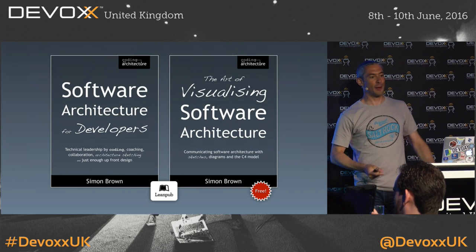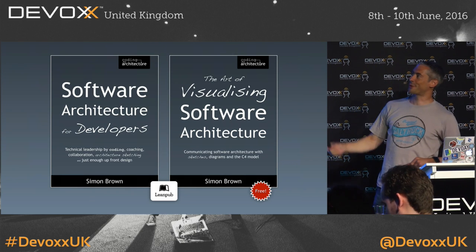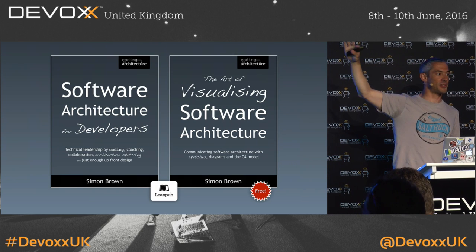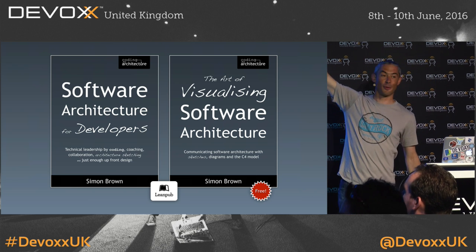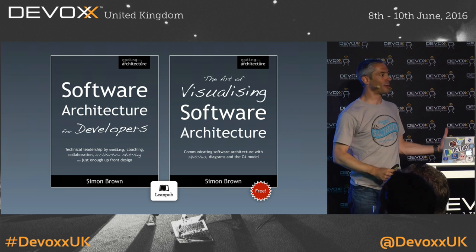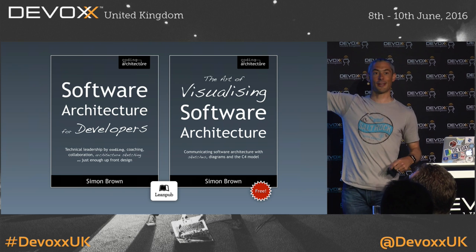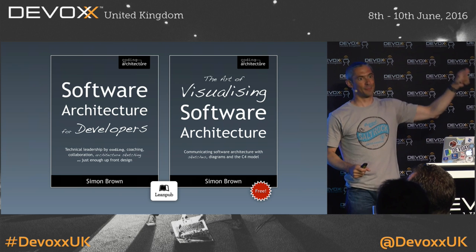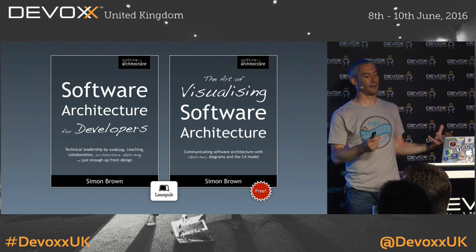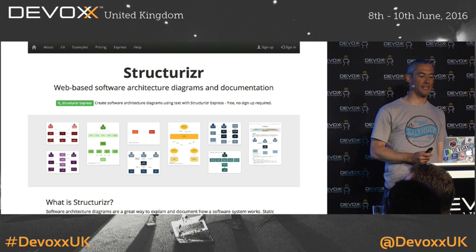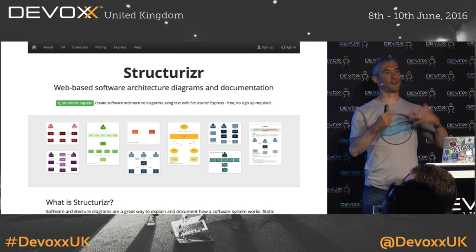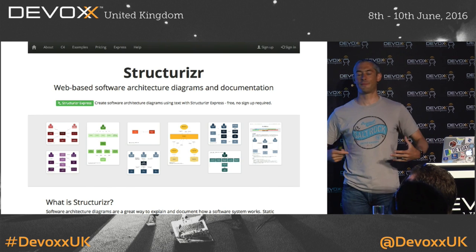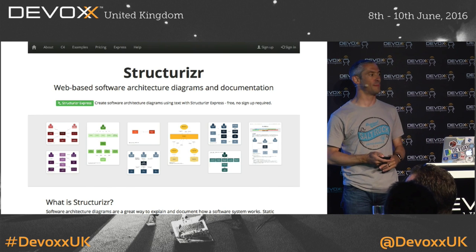50 minutes. Who am I? I'm Simon. I'm the author of these two books. One's about software architecture and really introducing software architecture to developers. This book on the right is called The Art of Visualizing Software Architecture. This one's actually free, so you can go to LeanPub, slide the price slider to zero, and download it for free. I'm also the founder of Structurizr. Structurizr is a software as a service platform for building software architecture diagrams.